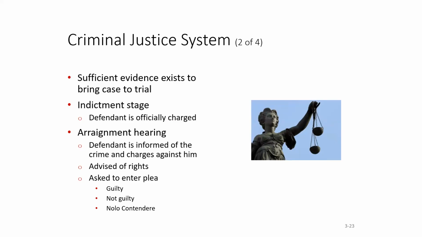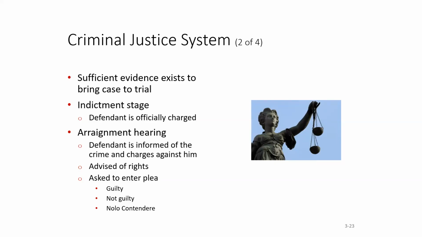Assuming that the criminal case proceeds beyond the indictment stage, where the defendant is officially charged, the next step is an arraignment hearing. During the arraignment, the defendant is informed of the crime and the charges against him, advised of his rights, and asked to enter a plea of guilty, not guilty, or nolo contendere, which is a plea where the defendant accepts the penalty without admitting guilt. So I'm going to accept the guilty plea, but I'm not admitting that I'm guilty.